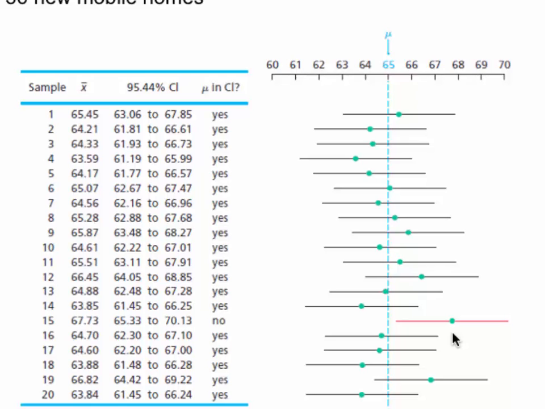Normally you would just have one sample. The green dot would be your best guess at the population mean, and then the interval would give you some percent of confidence that your population mean is in that interval.